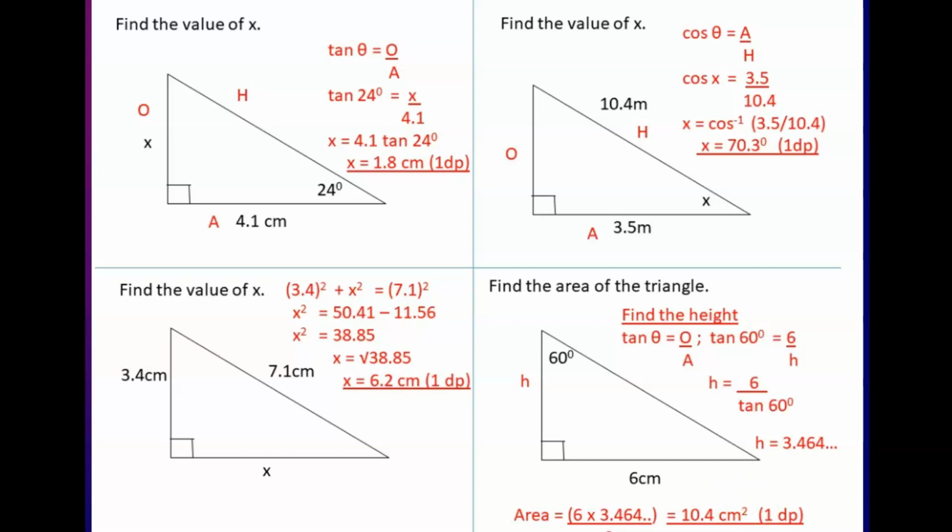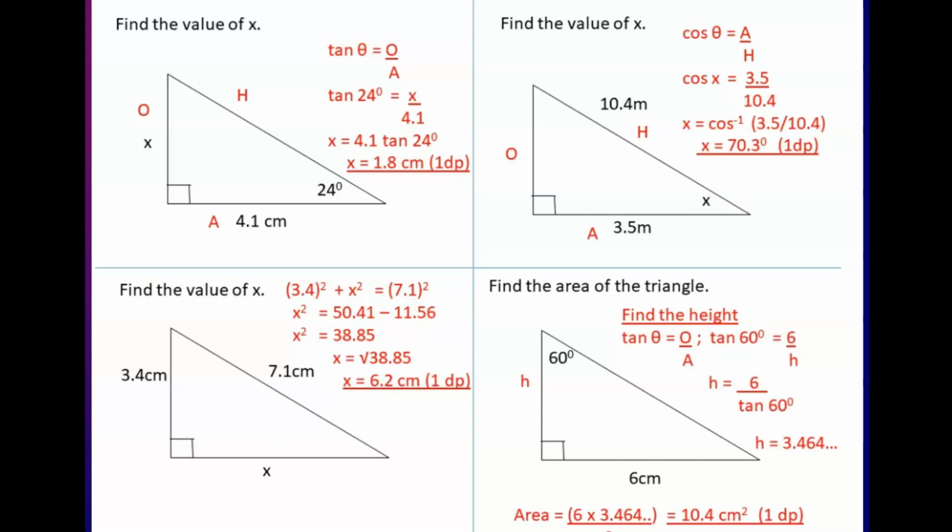So that is an overview of right-angled triangles, trigonometry and Pythagoras. Now, what we're going to look at today is where these values come from. What does that actually mean? When you do 3.5 divided by 10.4, you get a load of decimals, you press this function on your calculator and you get 70.3. Well, there is a mathematical reason where that comes from and what your calculator's doing, which we're going to explore a bit today.